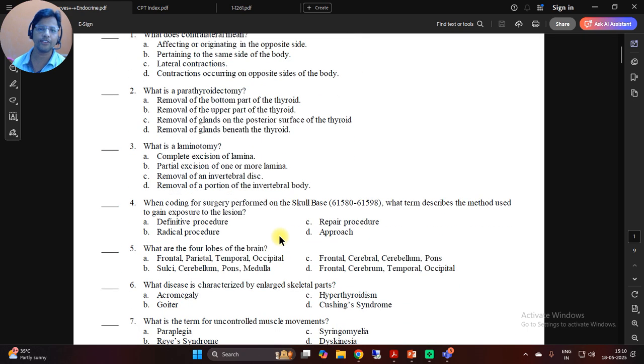Next, what is laminotomy? Tell me the answer. No need to worry about whether it is correct or wrong. You need to participate so that you will get confidence. Anyone? We have discussed this already, correct?